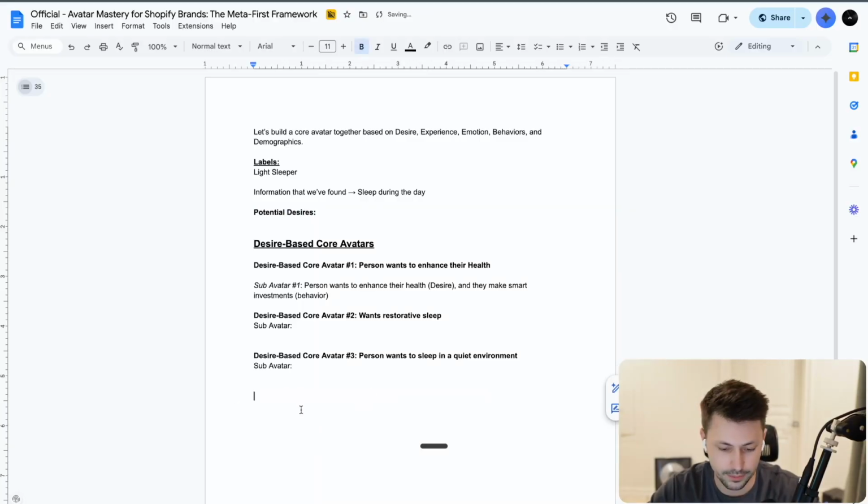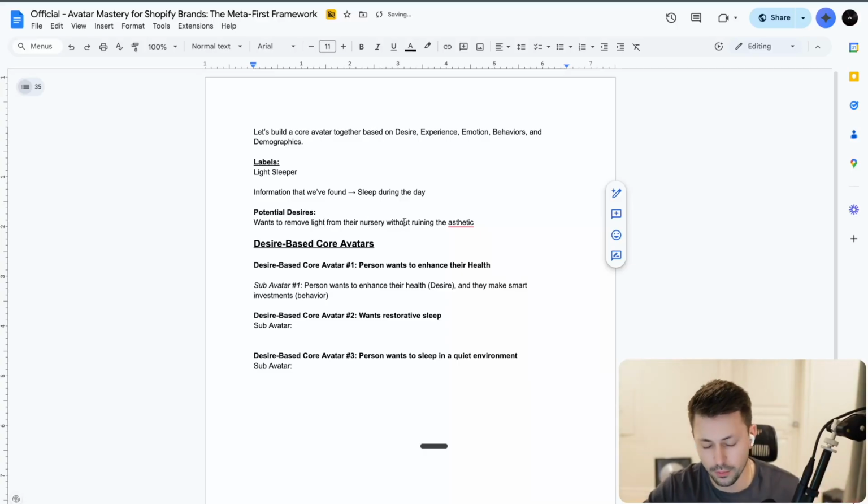So again, we had this, I'm not going to use that as a core avatar, by the way, but wants to remove light from their nursery without ruining the aesthetic. Now, again, let's try to break this down. So wants to remove light from the nursery. Okay, well, that is still a desire, right? Without ruining the aesthetic. Now, this might get into this person being kind of an aesthetic focused person, but to me, this still is all one core desire, right? So wants to remove light from their nursery without ruining the aesthetic, right? So we could change this to like wants blackout blinds without ruining the aesthetic. That could be, again, a desire.